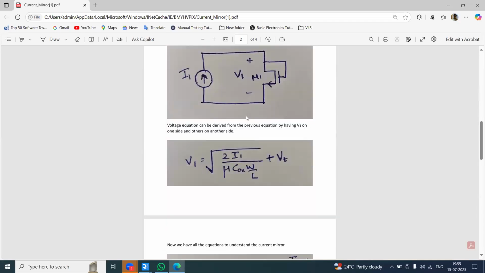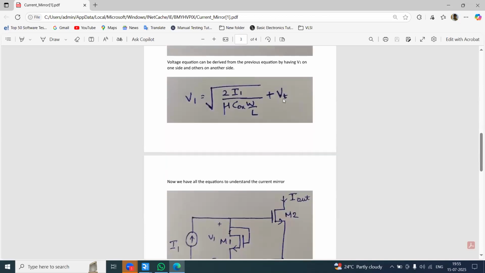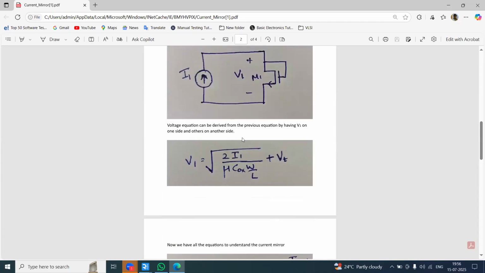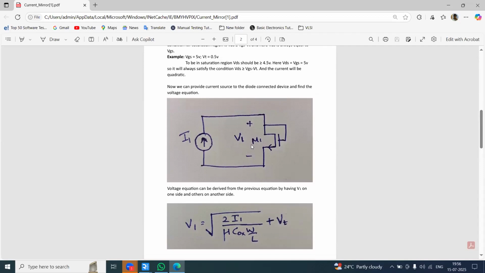This current equation was reversed here. And VT is nothing but the threshold voltage we are applying. Here, when we are connecting one more device, this is a common current mirror device. In a current mirror device, this I1 is a source which is connected to the drain terminal and source terminal of a MOSFET. This is M1.